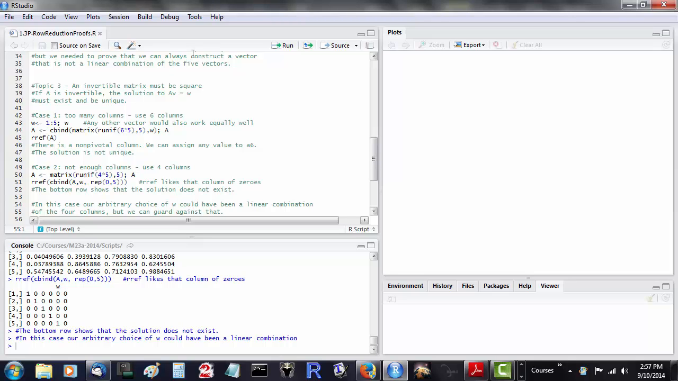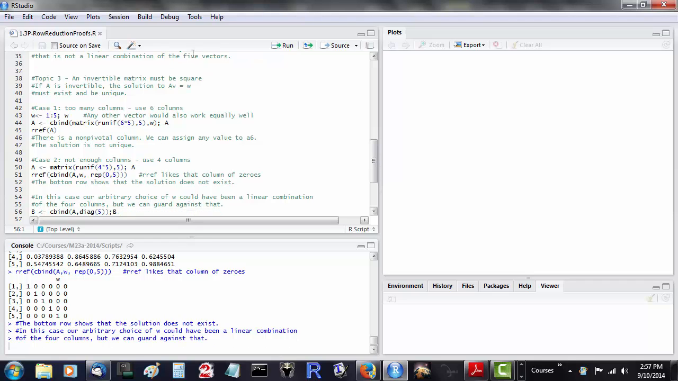Being square is not a sufficient condition for invertibility, but it's a necessary condition. John Hubbard is quite proud of this proof and maintains that fundamentally this proof has to be included in any treatment of linear algebra, no matter how abstract.